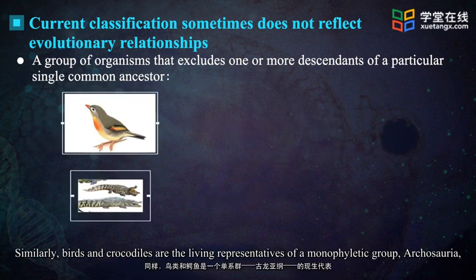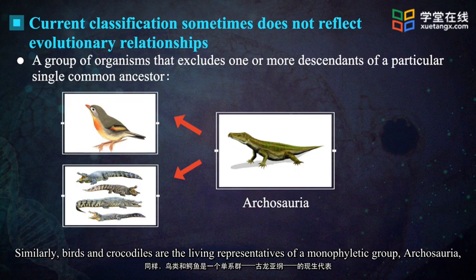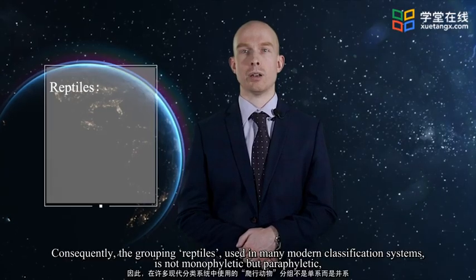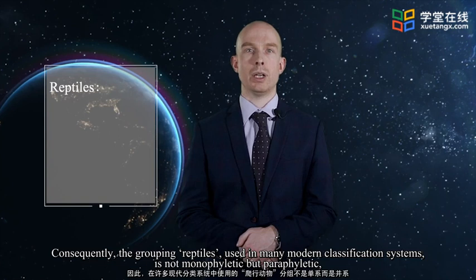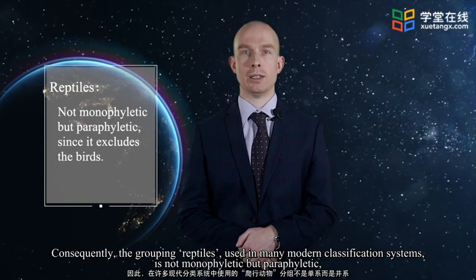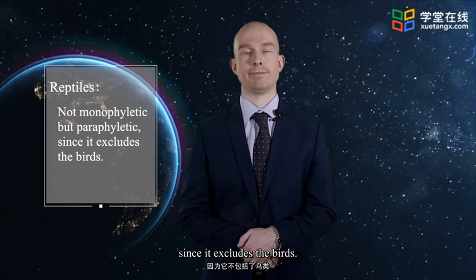Similarly, birds and crocodiles are the living representatives of a monophyletic group, Archosauria, and are more closely related to each other than to other living reptilian descendants. Consequently, the grouping reptiles, used in many modern classification systems, is not monophyletic but paraphyletic, since it excludes the birds.